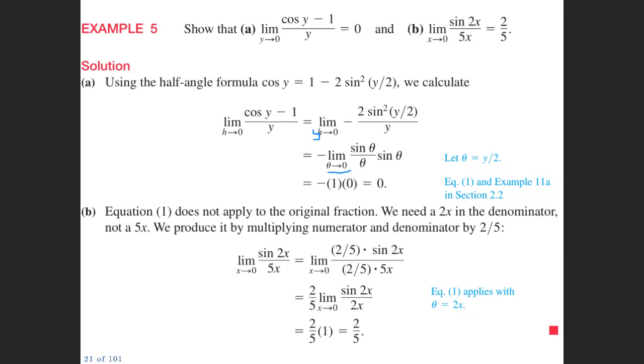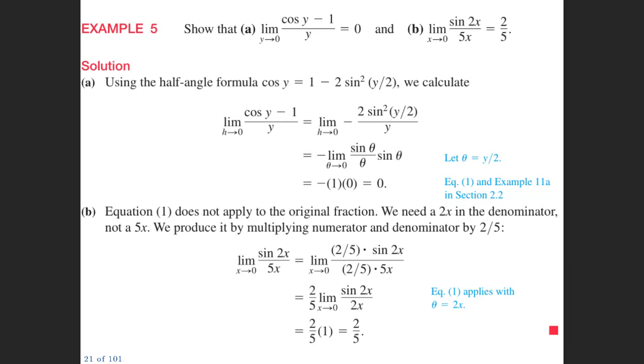So we get minus the limit as theta tends to 0 of sine theta over theta. We know that limit, that's just equal to 1, multiplied by sine theta. We know the limit of sine theta, that's just 0. So it's minus 1 multiplied by 0, or 0.